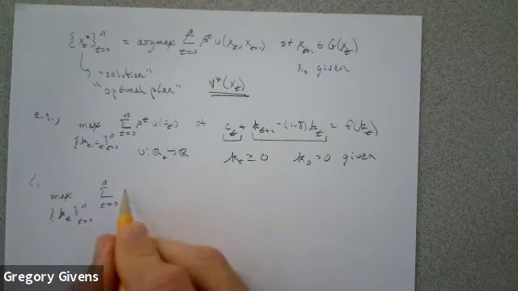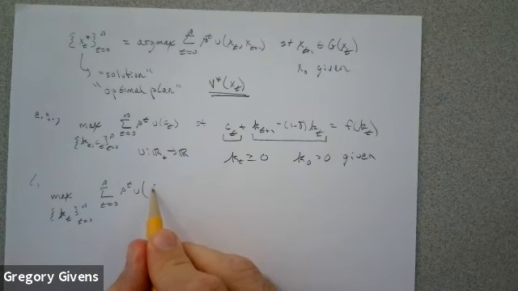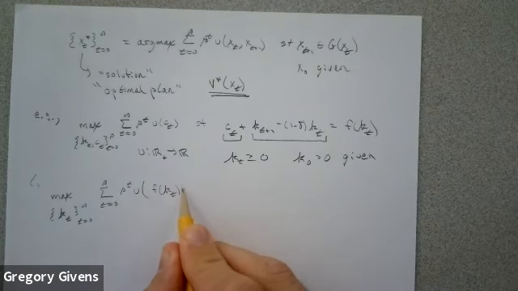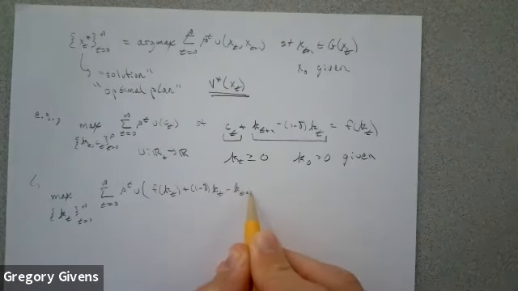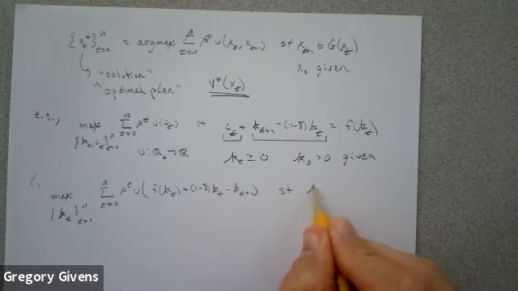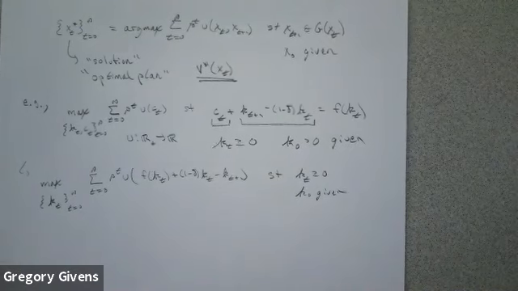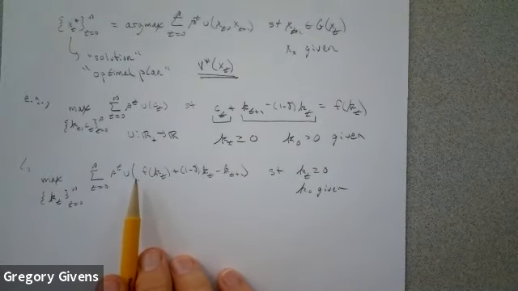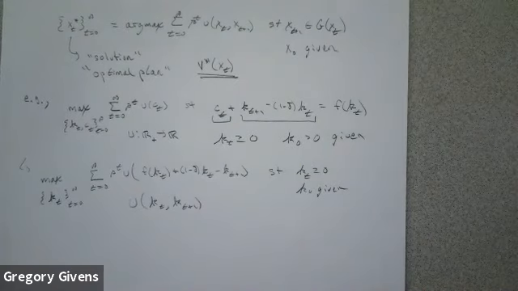The sum from 0 to infinity, beta to the t, u of C_t. Well, what is C_t? That is f of K_t plus 1 minus delta K_t minus K_t plus 1, subject to K_t greater than or equal to 0, with K_0 given. So you see here how the utility function, or the instantaneous payoff function, depends not just on K_t, it also depends on K_t plus 1, right? K_t is the state, K_t plus 1 becomes the new control.